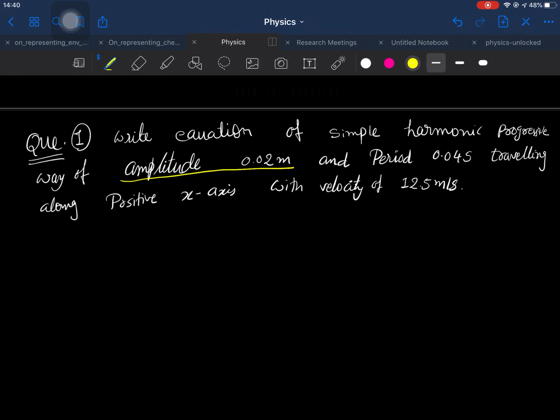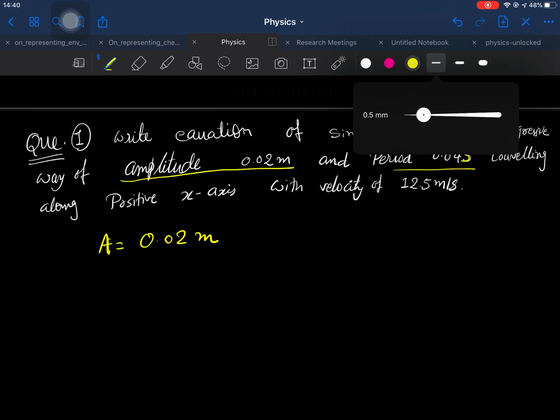0.02 meter and period 0.04 second, traveling along positive x direction with velocity. So you have amplitude. Let's say I denote amplitude with a capital A or small a, depends on how you are using it. 0.02 meter.